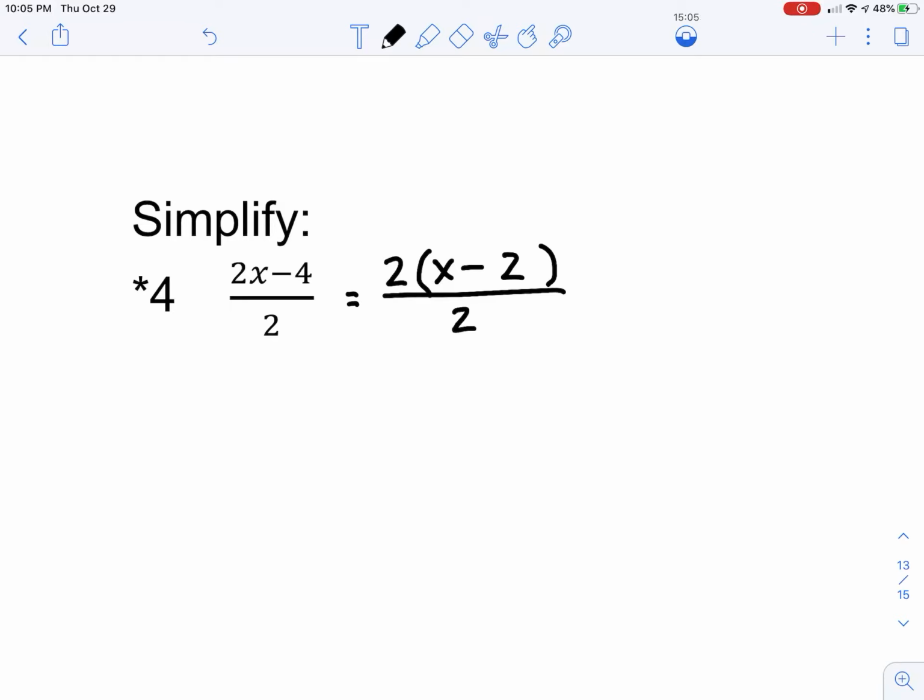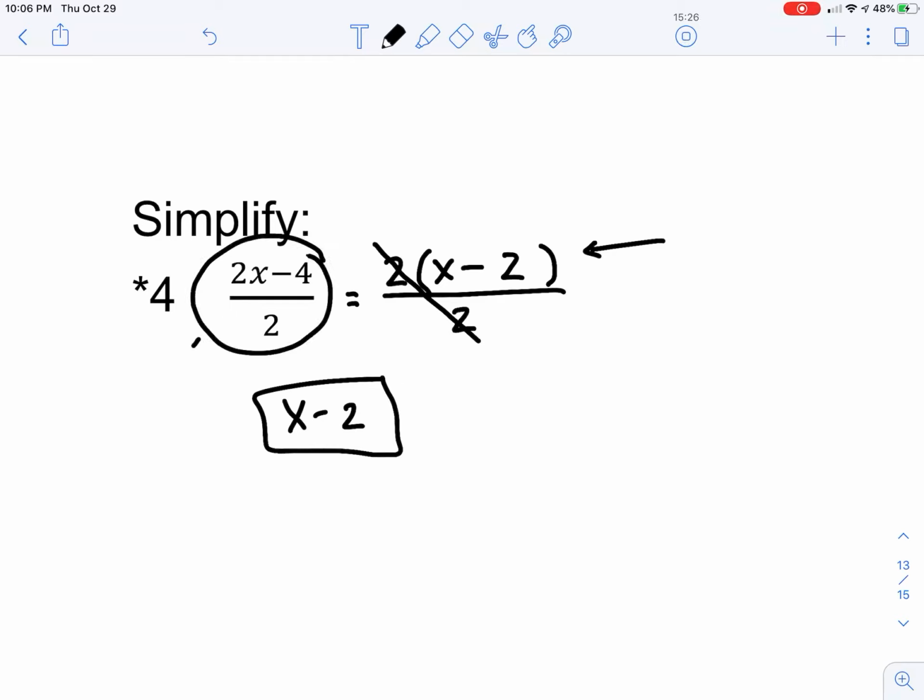So the greatest common factor we factored out is 2. And then we put back in parentheses what it would take to come back to the 2x minus 4. And it's all over 2. Now keep in mind, I have two factors here, 2 times x minus 2 right here, and I have a 2 on the bottom. Because those are factors in the numerator, I can cancel those two out. And now I am simplified down to x minus 2. So all of this was simplified to that.